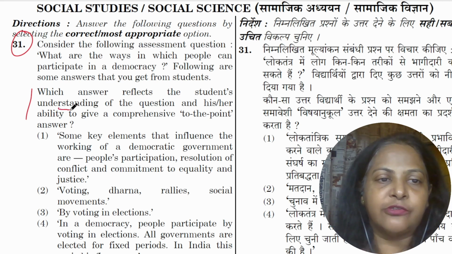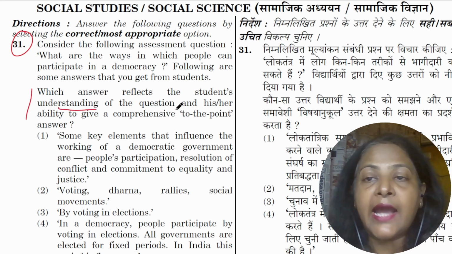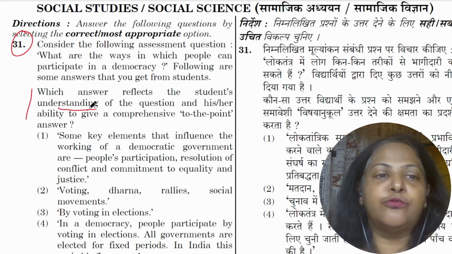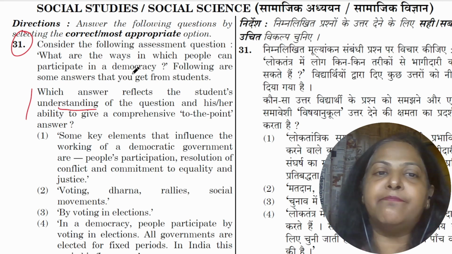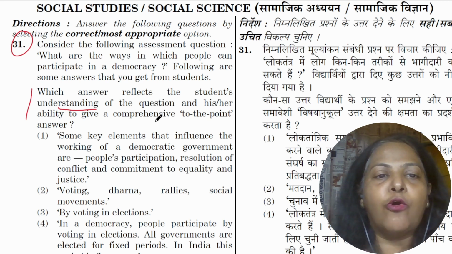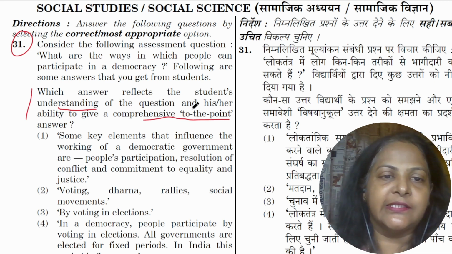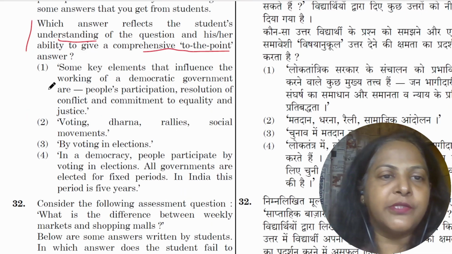So it has to reflect understanding and 2 things. So they have combined 2 things. The student should show understanding of ways in which people can participate in democracy, and also give a comprehensive to the point answer. So you want short answers. So here are 4 options. So 1 and 4 we did not even read. These are not comprehensive or to the point.